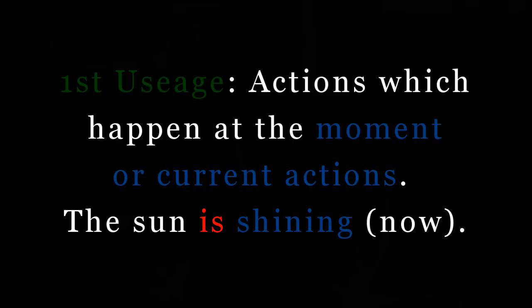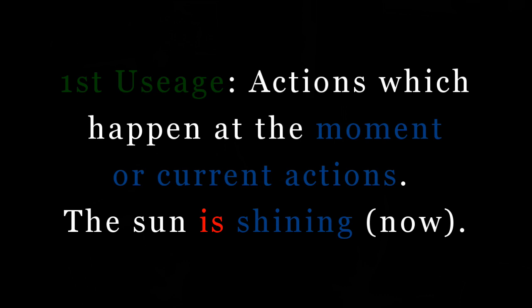Now, the question is, how do we use this? Okay, in English, we use 3 different forms of this. In Englisch, es gibt 3 verschiedene Arten, wie wir das machen. First, number 1, for things happening now, at the moment. Okay, the sun is shining now. I can say the word now or at the moment, but I don't have to. I can say the sun is shining and we think something now.